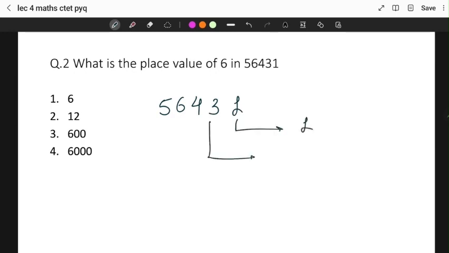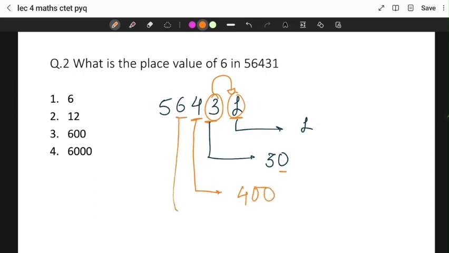The place value of 3: just assign zeros after that particular digit. Just check how many numbers are there. After 3 there is only a single number 1, so you have to assign a single 0. If we go for the place value of 4, after 4 how many digits are there? After 4 there are 2 digits, so you will be assigning 2 zeros over here, so this is 400.